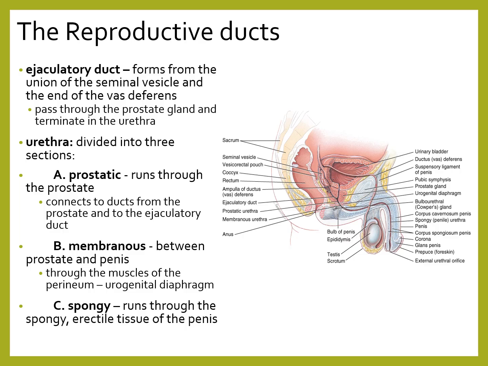And remember from anatomy that the urethra is divided into 3 sections. The portion which runs through the prostate is called the prostatic urethra. The numerous ducts that will come from the prostate connect to the prostatic urethra. There's a membranous urethra which is found between the prostate and the erectile tissue of the penis. The bulbourethral glands actually have a duct and connect into the membranous urethra. But the bulk of the urethra is the spongy urethra, which is the portion which runs through the spongy erectile tissue of the penis.